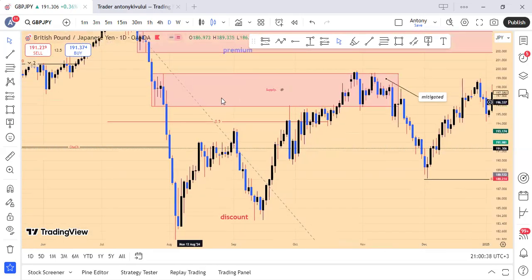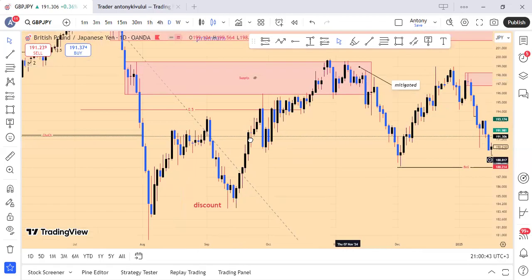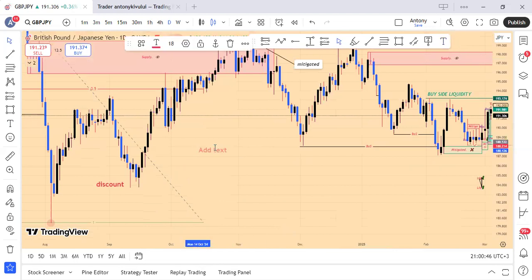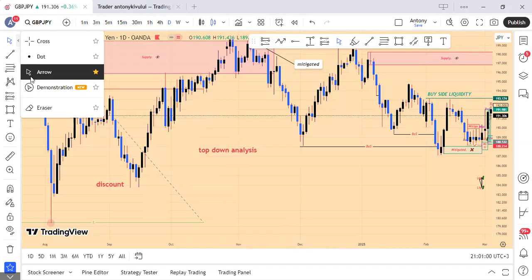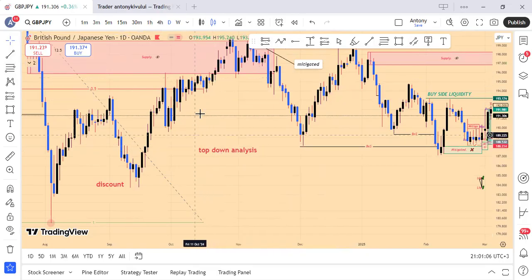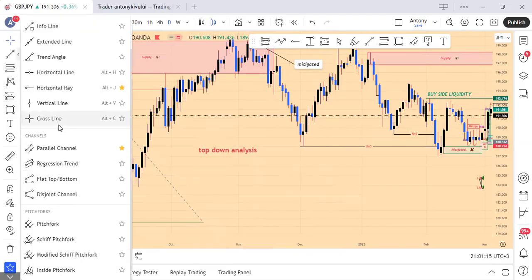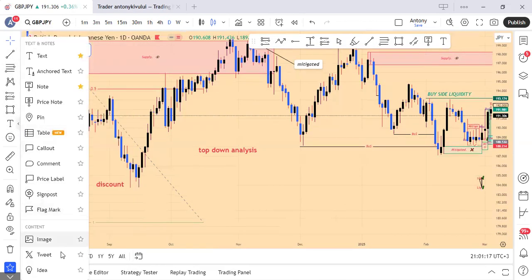Now this is what I saw. Remember, I'm just analyzing the market. You analyze the market from there. That's why it is called top-down analysis. Top-down analysis means you are coming from the higher time frame, going back to the lower time frame. So let me show you that. You are coming from the higher time frame, going back to the lower time frame. Let me show you that. I have an arrow here to show you what I'm talking about.